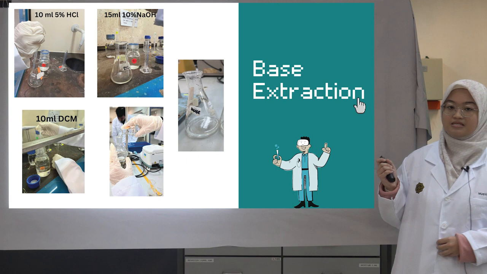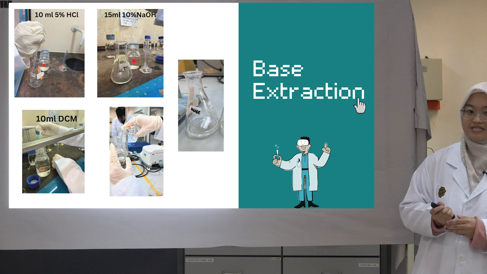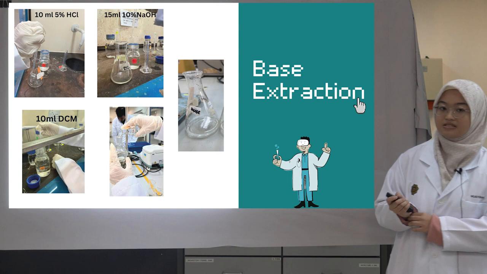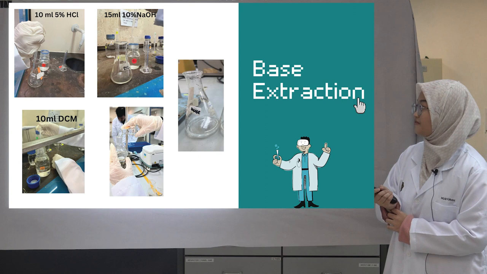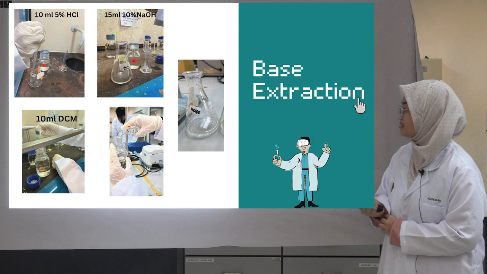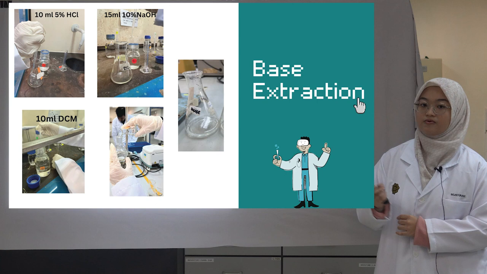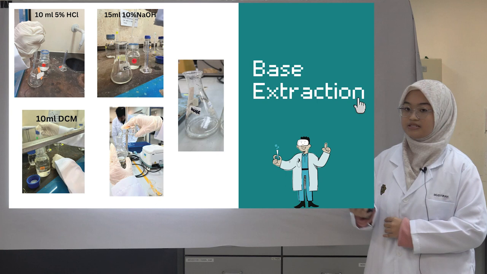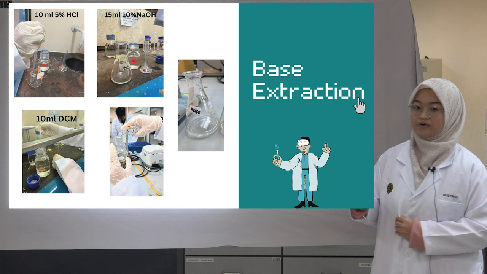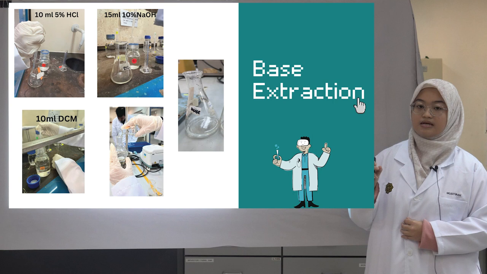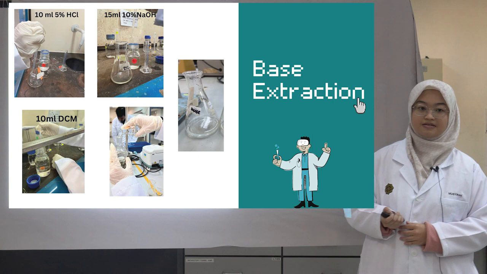Okay, the next part is base extraction. Basically, this procedure has the same steps as the acid extraction, but this time we add 10 ml of 5% HCl into the mixture flask and add 15 ml of 10% NaOH into the base flask. And then we need to let it cool at room temperature before adding it into the funnel. Then rinse the base funnel with 10 ml of DCM and put it into the funnel. After that, we can see the top layer that occurs, which will be the base extraction. That's all from here. I will pass to the next presenter.